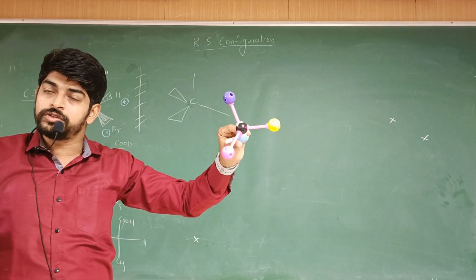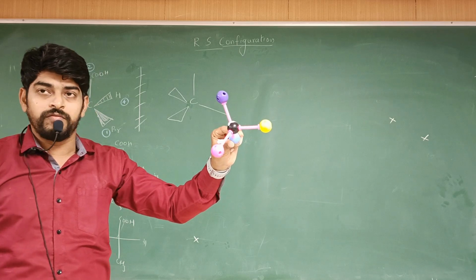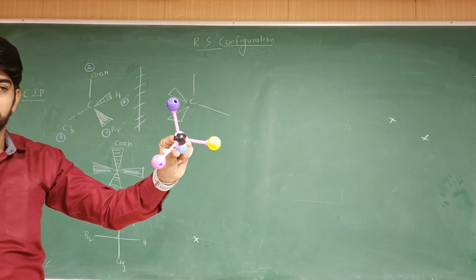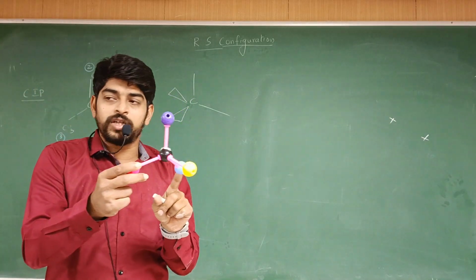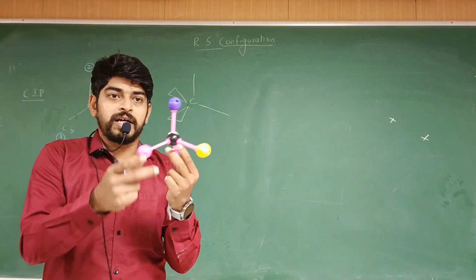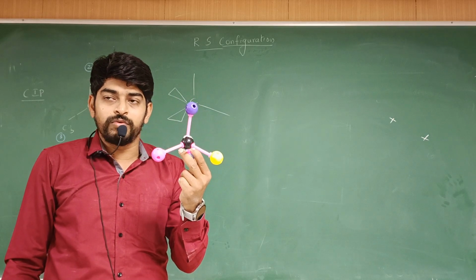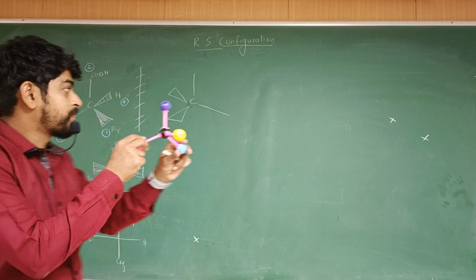This is the view you should make for any molecule. Whenever you are asked to assign R/S configuration and a 3D representation is given, see that the least priority group, which you have labeled 4, should be completely directed away from you. Once it is directed away from you, look at the remaining groups.